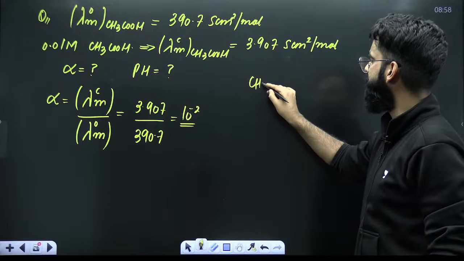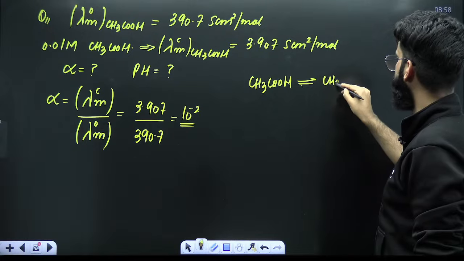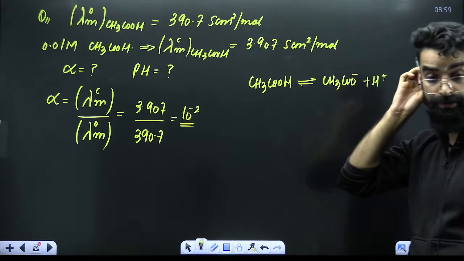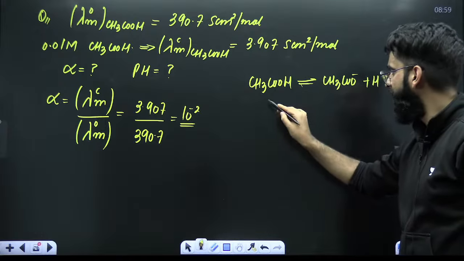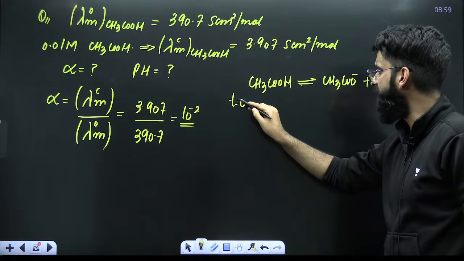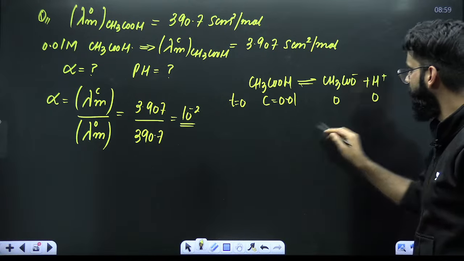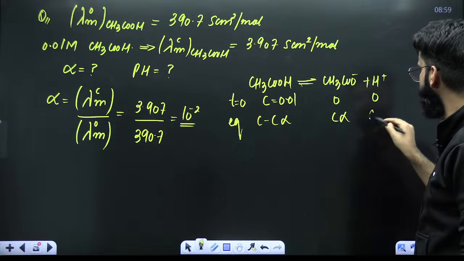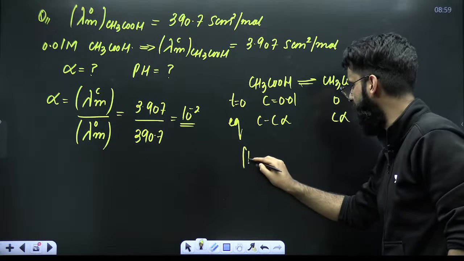Now tell me, how would this CH3COOH have undergone dissociation? It would have undergone dissociation like this: CH3COO negative plus H positive. Correct? Initially, I'm keeping its concentration as C, which is equal to 0.01 molar, and the products are 0 and 0. At equilibrium, this is going to be C minus C alpha, this will be C alpha, and this will be C alpha.